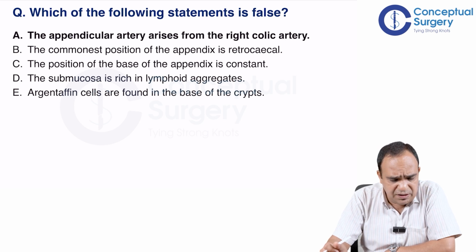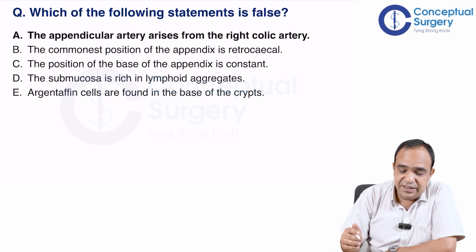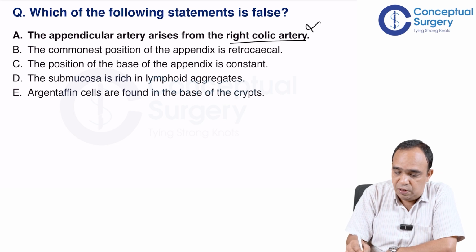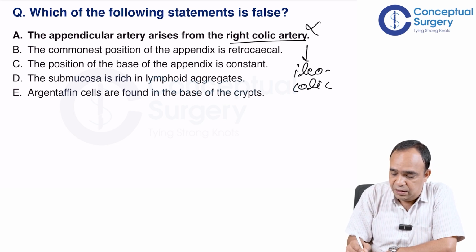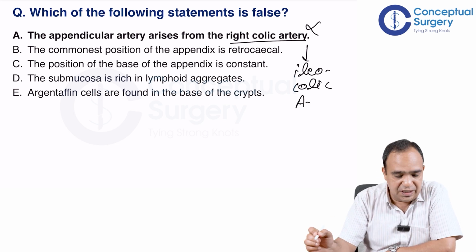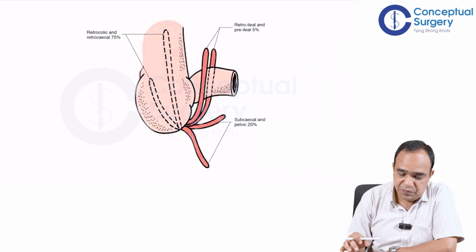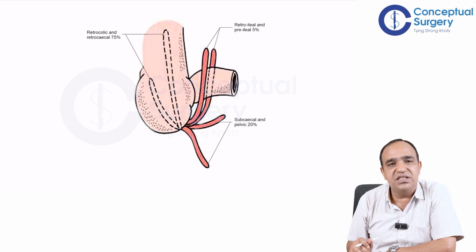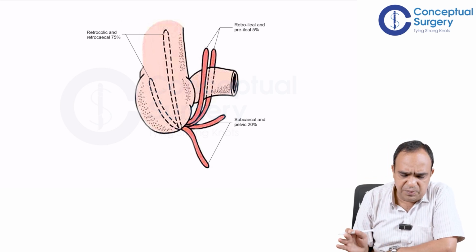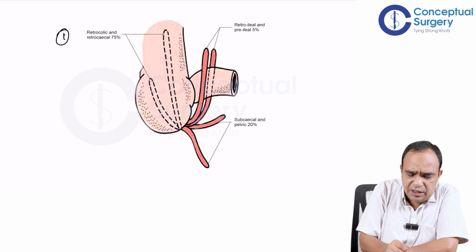So starting with the anatomical questions, which of the following statements is false? The appendicular artery arises from right colic artery, right? This is wrong. It arises from ileocolic artery, or can also be called ileocecal artery. I'll just show you the picture. Yeah. This is regarding the positions of appendix. All of you know, you've been reading this right from the MBBS. So I'll quickly go through it.